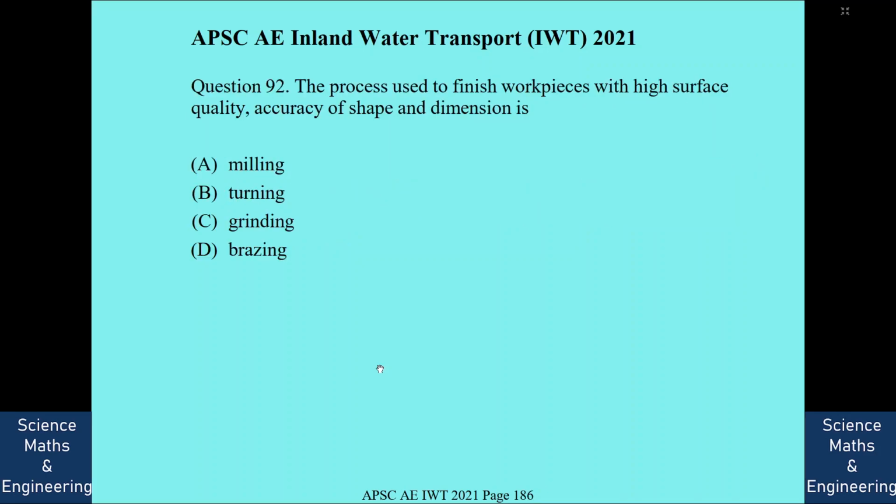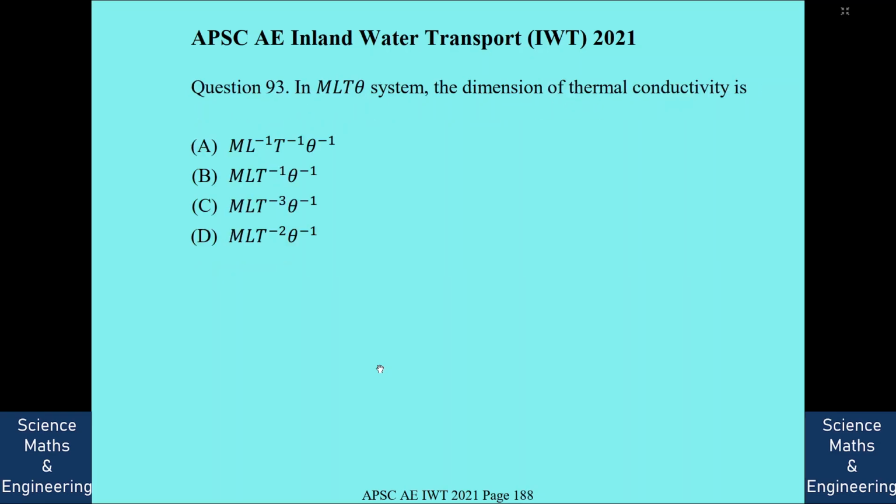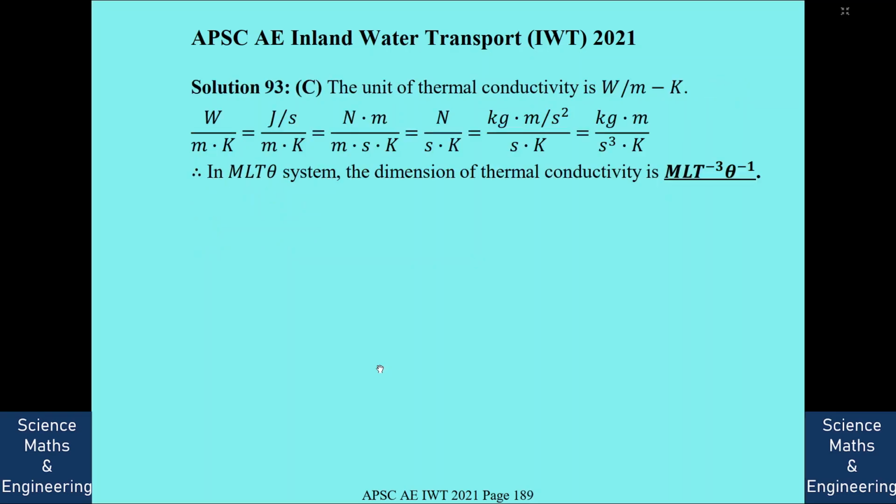Next, the process used to finish workpieces with high surface quality, accuracy of shape and dimension is known as grinding. Next, in the MLT theta system, the dimension of thermal conductivity is, the answer is C. Thermal conductivity is watt per meter Kelvin. So when we divide, we get kg meter divided by second cubed into Kelvin. So it will be M L T to the power minus 3 and theta to the power minus 1.